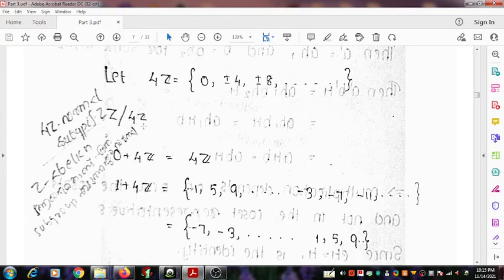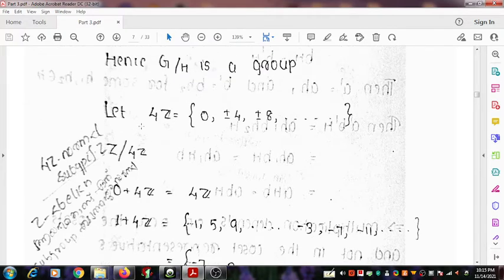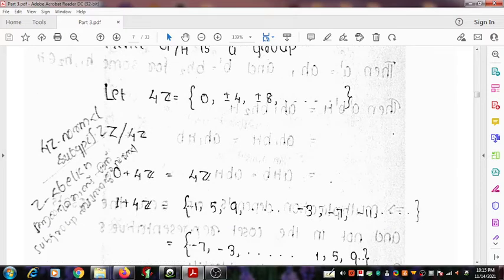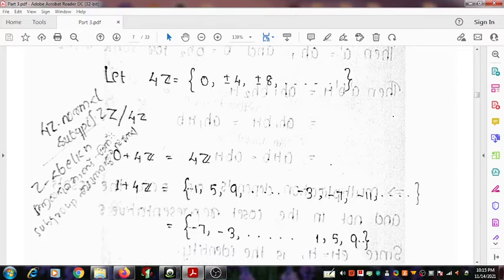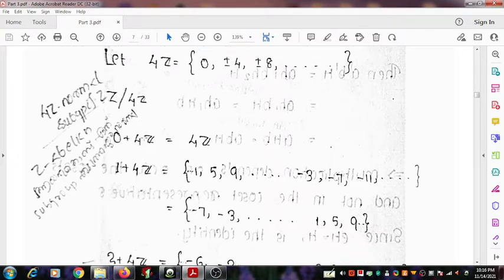The subgroup H equal to 4Z, it can be proved that this subgroup is a normal subgroup. So the normal subgroup is 4Z and Z is the original group. Here the operation is addition. We define 0 plus 4Z. Then 0 plus 4Z equals 4Z, because 0 when added to the elements of 4Z has no effect. We trivially get the set 4Z.